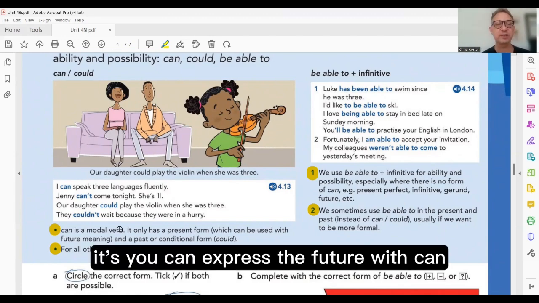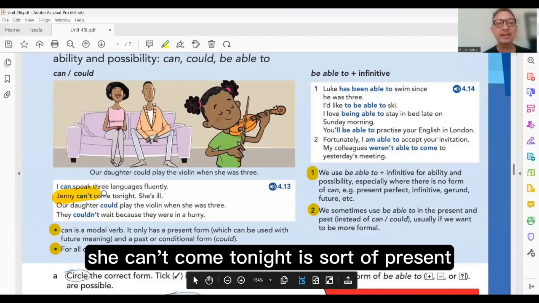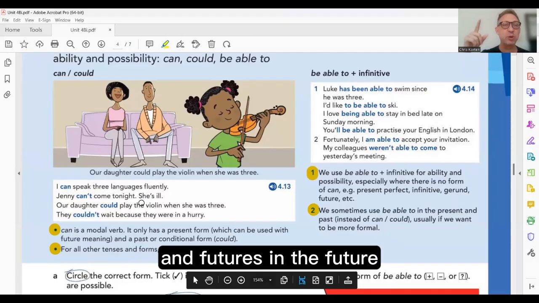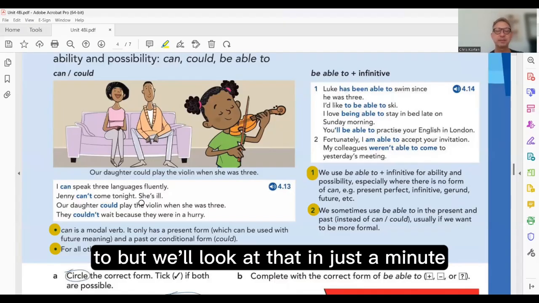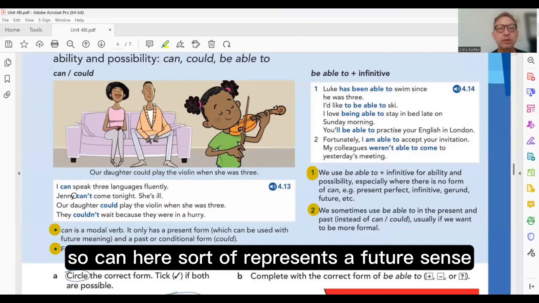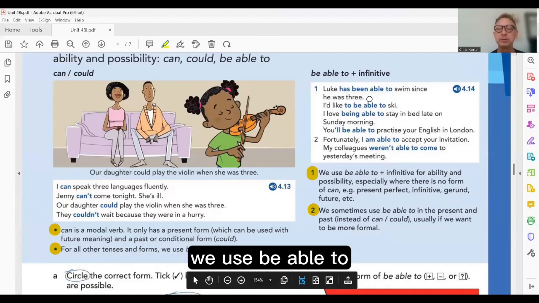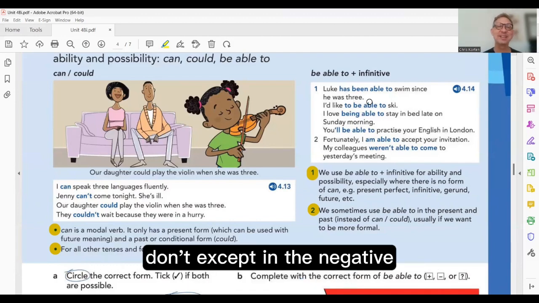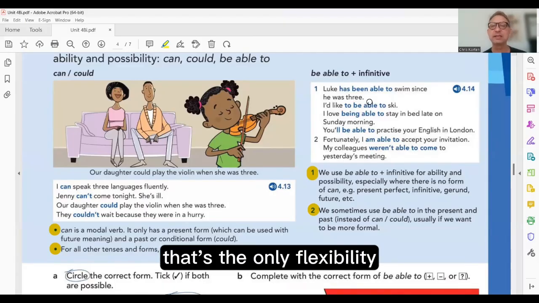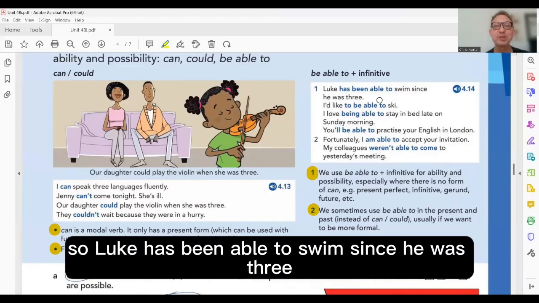You can express the future with can. So for example, she can't come tonight is sort of present and future. In the future, she will not be able to. So in fact, we express can in the future with will be able to, but we'll look at that in just a minute. So can here sort of represents a future sense. For all other tenses and forms, we use be able to. So this verb has more flexibility. Can and could don't, except in the negative, can't and couldn't. That's the only flexibility. So Luke has been able to swim since he was 3.